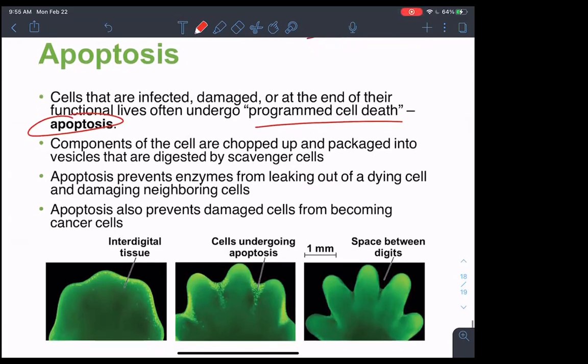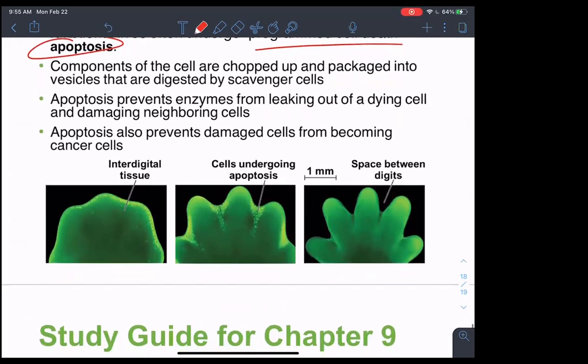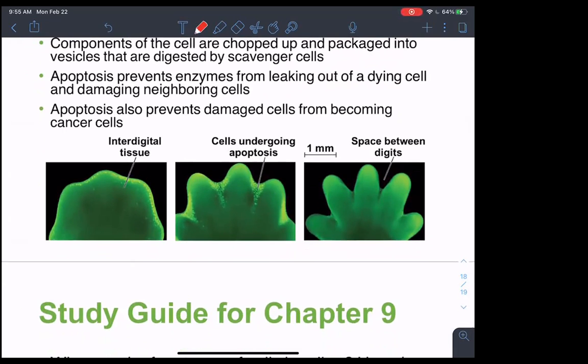So very, very important. Components of the cell are going to be chopped up and packaged into vesicles that are then digested by different scavenger cells. And apoptosis is going to prevent enzymes from leaking out of a dying cell. You wouldn't want enzymes that break things down to just be free floating in your body, because that would be very hazardous. So they're going to break those down and prevent them from damaging their neighbor cells.